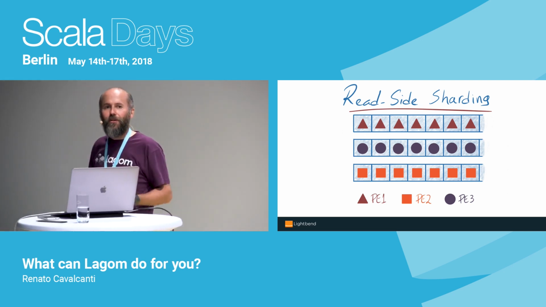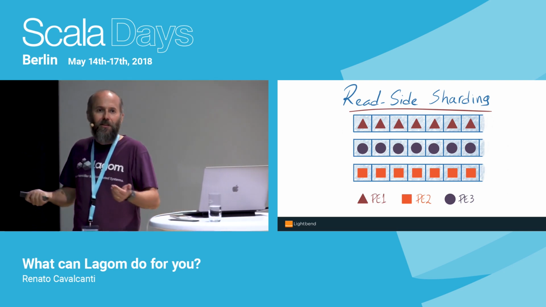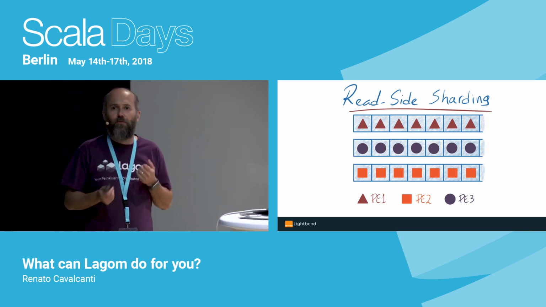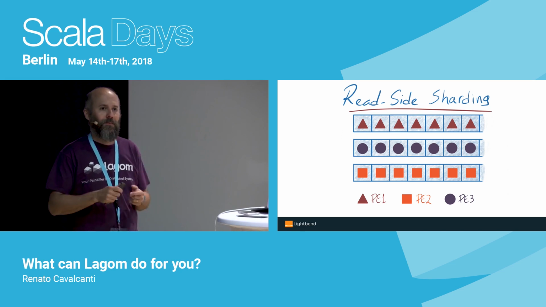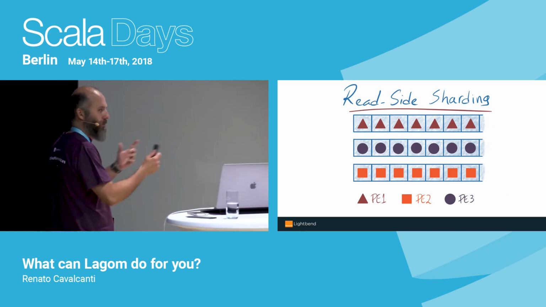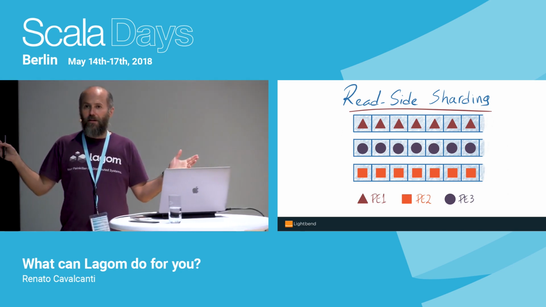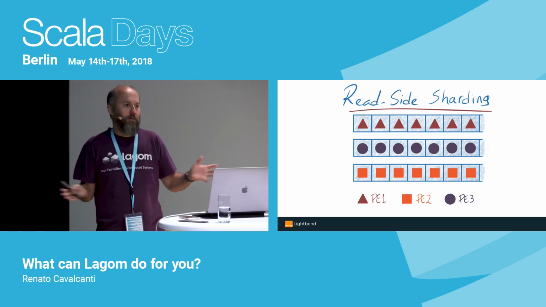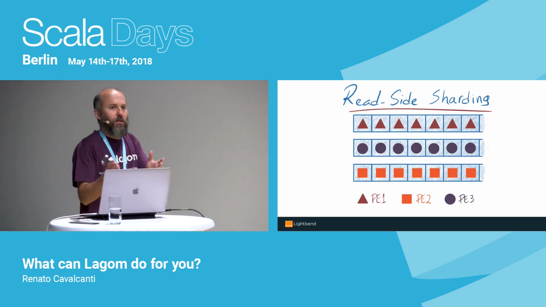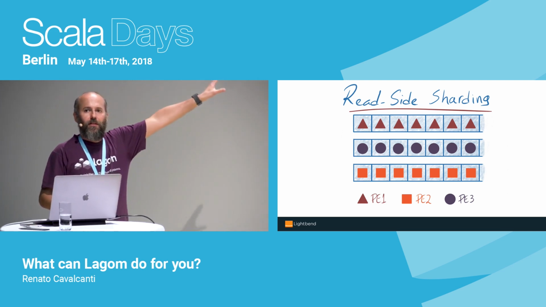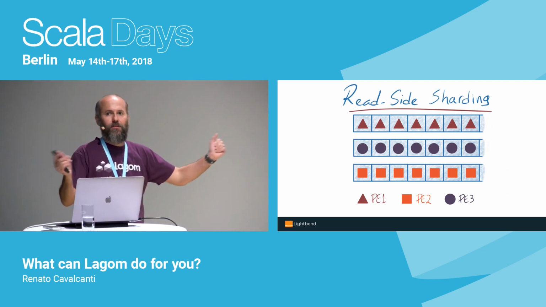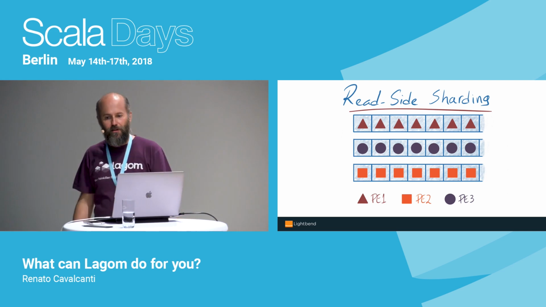You can have a look at the code and do that yourself. I'm not saying that it's rocket science, but there are some nice tricks there to make it really happen. For instance, if I am a node and I start up, how can I know which shard tags I have to consume, which processors I need to start? Lagom takes care of that for you.